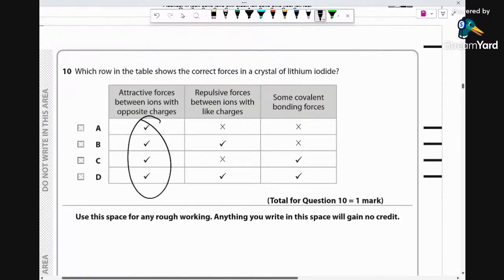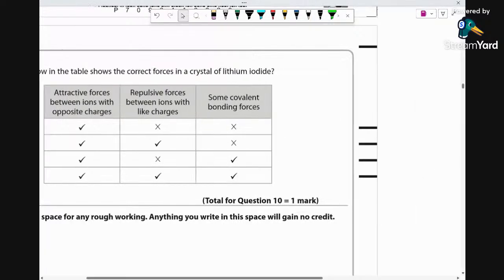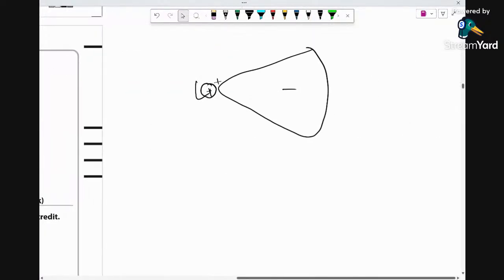Okay, well, every single one of those is true. So that's kind of neat. So, okay, they're telling me it's ionic. Repulsive forces between ions with like charges. You've got a tiny lithium, but it's a metal bonding with a non-metal. I know, Pursuit, it's okay.